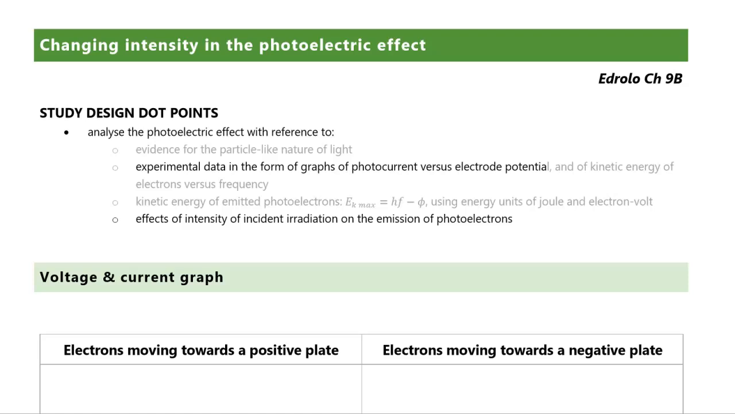Today we're going to be focusing specifically on the effect of changing the intensity on the photoelectric effect and the values that we looked at in a previous lesson. I am going to be using a bit of a simplification, and we're going to talk more about unraveling that simplification a little bit in a future lesson.